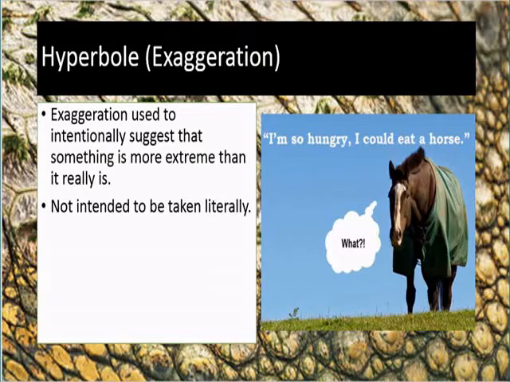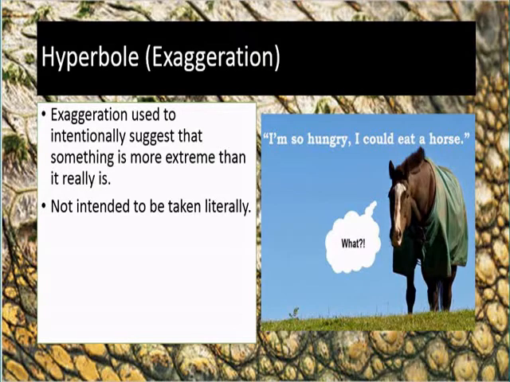Now, we use this all the time. If we say it's raining cats and dogs, there are not actually pets falling out of the sky. But by saying it's much worse than it really is, it makes our writing seem a little bit more persuasive, because it seems a little bit more over the top.